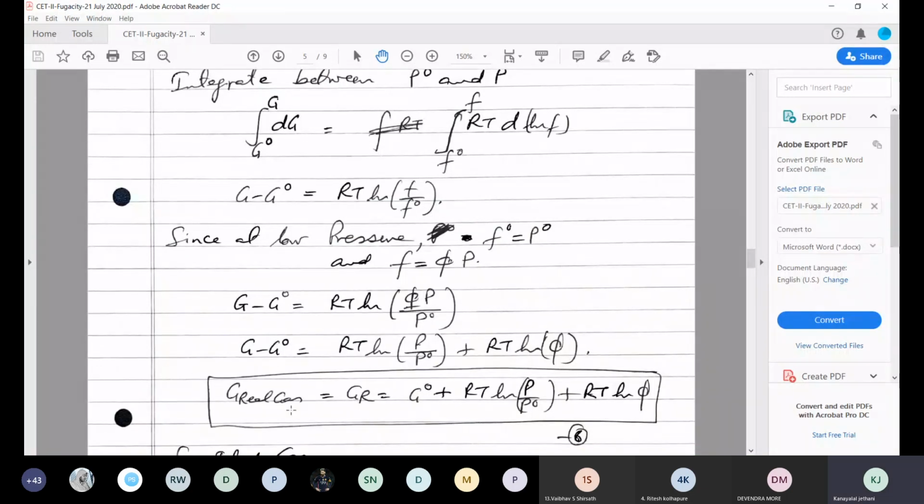Right? So you can take G0 on the other side and you get the Gibbs free energy for a real gas. This G0 is for ideal gas actually. So for a real gas, Gibbs free energy is equal to G0, which is for ideal gas, plus RT ln P by P0 plus RT ln phi.